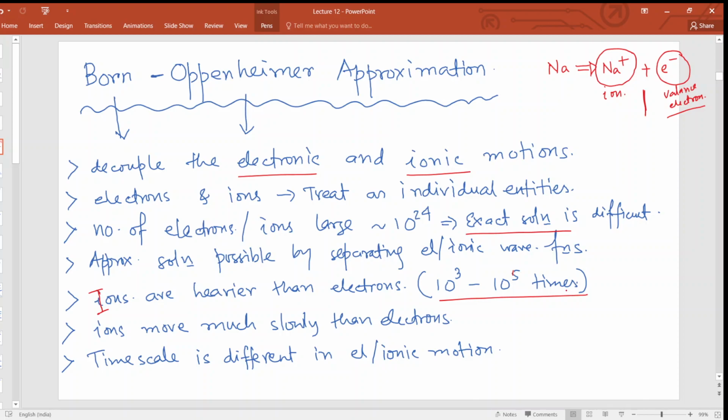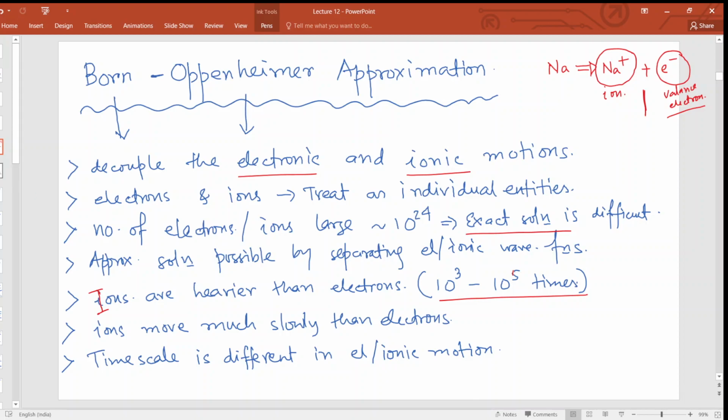So when you are talking about ionic motion, the motion will be much slower compared to the motion of the electrons, and the time scale of this motion is also different for the electronic motion and the ionic motion. Is this part clear?